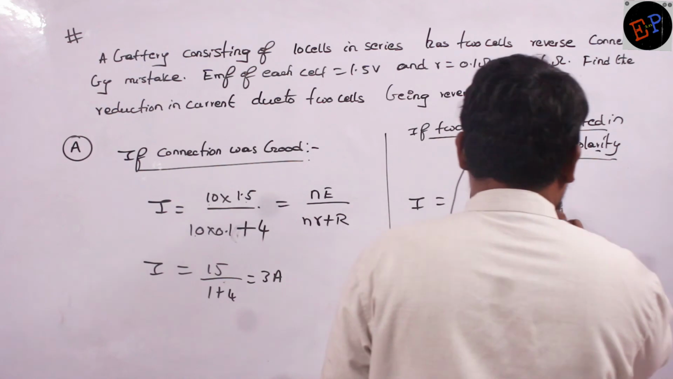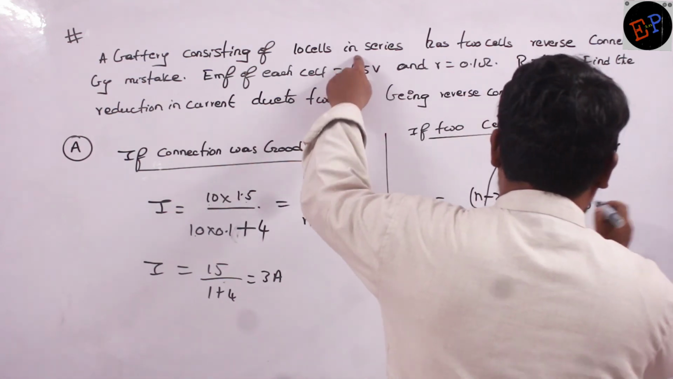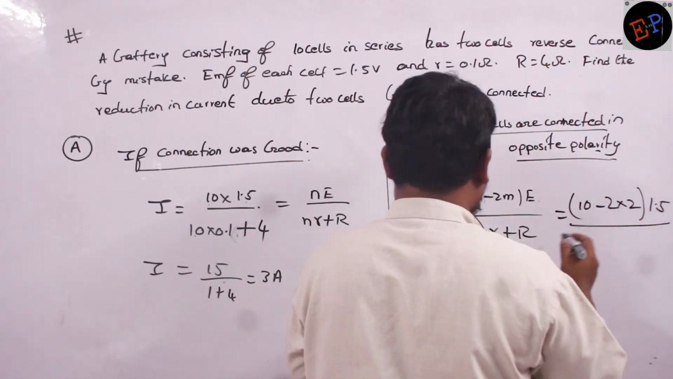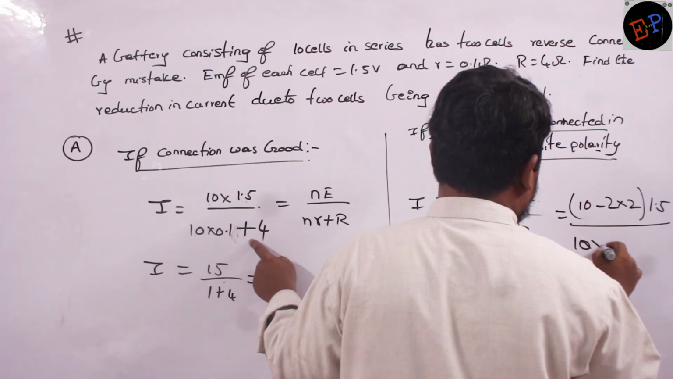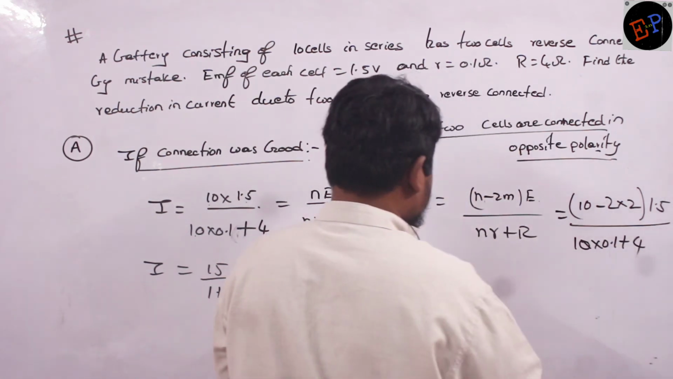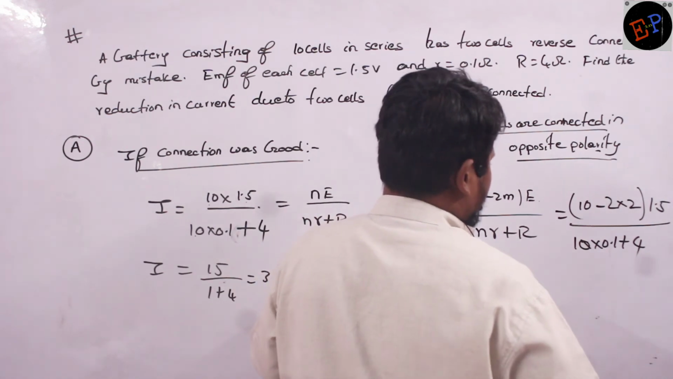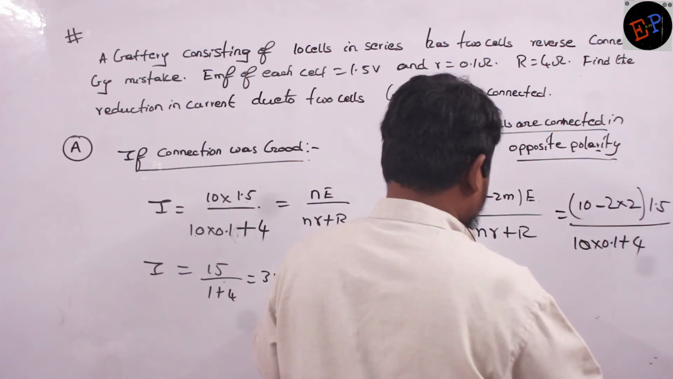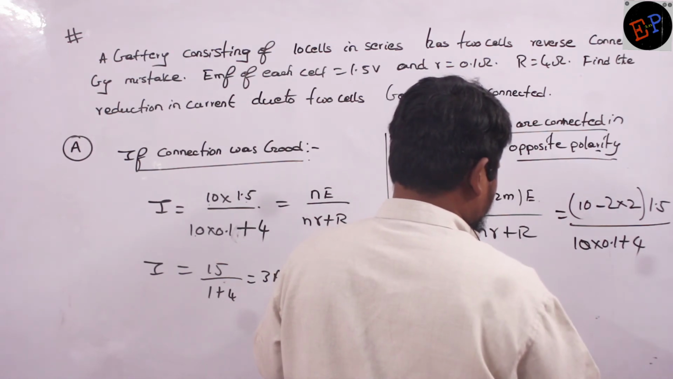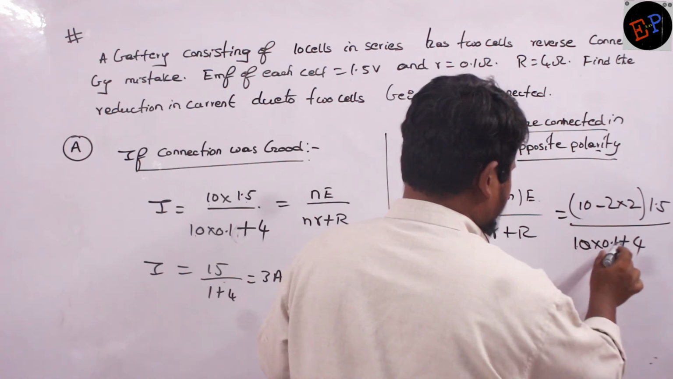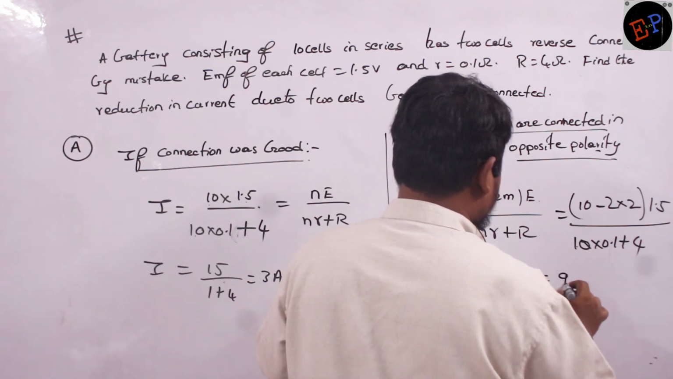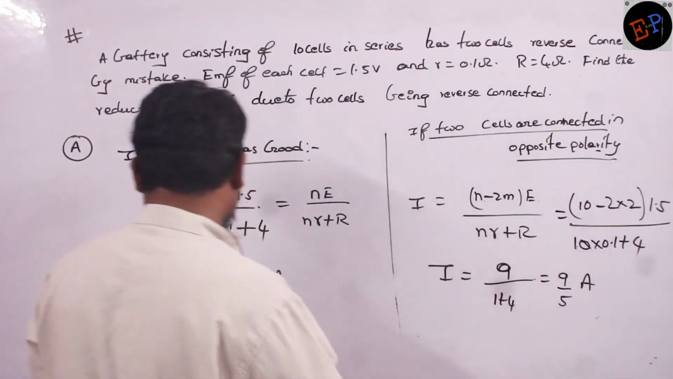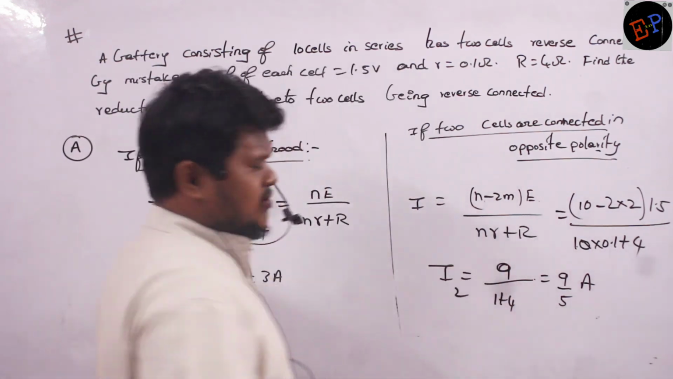Okay. So how many cells are present totally? 10. And how many are connected in reverse polarity? 2. What is the EMF of each cell? 1.5 divided by 10 into 0.1 plus 4. Do this calculation. So 10 minus 4 is 6. 6 into 1.5 is 9. 9 divided by, 1 plus 4 is 5. So 9 by 5. Okay? So this is the amount of current which will flow if cells are connected in opposite polarity.